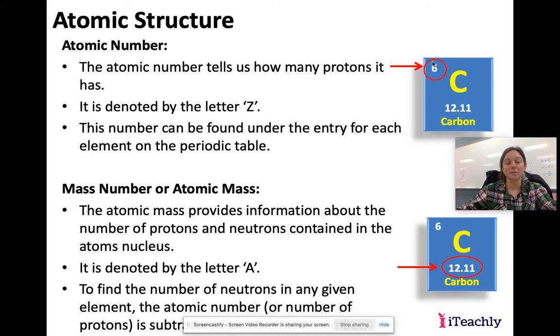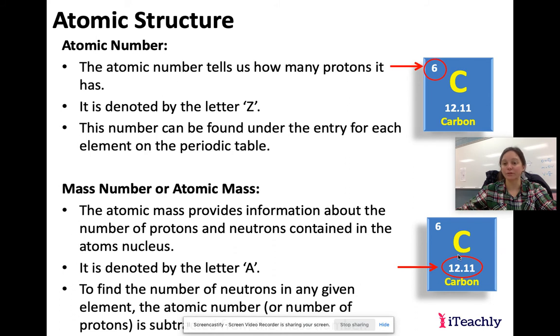The atomic number tells us how many protons that atom has. So in this example, carbon has 6 protons. We denote this with the letter Z to represent atomic number. Now, we have a second number on the box on a periodic table. This second number is the mass number, or the average atomic mass.